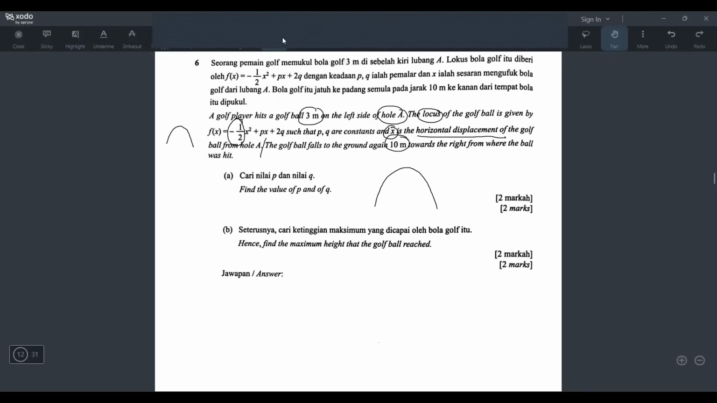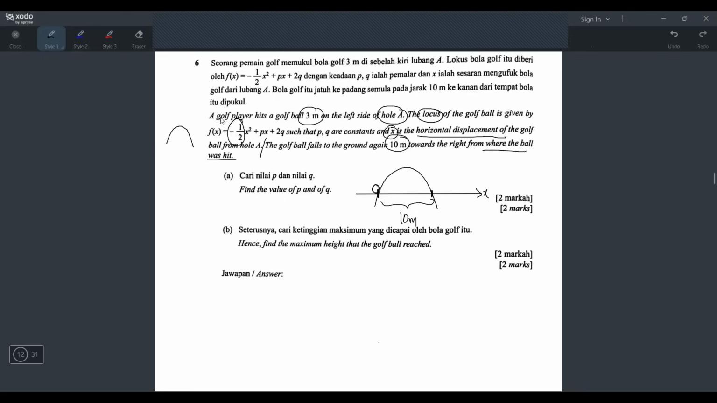And then I will draw the x-axis, okay? And there will be two x-intercepts. One x-intercept, this one, will be where the ball starts. This is when you haven't hit the ball, right? And then another x-intercept will be after the ball reaches the ground, right? And they mentioned the golf ball falls to the ground 10 meters towards the right from where the ball was hit. So it means that the distance from here to here must be 10 meters. Okay, but where is the origin? Where is the 0, 0?